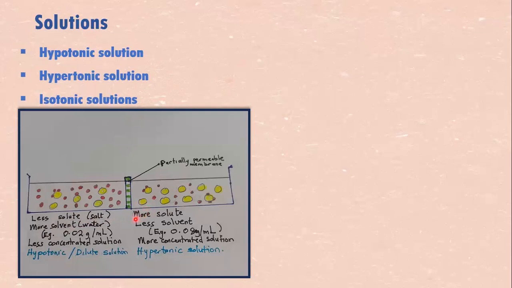So if we look at it, the concentration in this system will be lower. We have given an arbitrary concentration, 0.2 grams per millimeter cube. And here is a higher concentration. So we say this solution is less concentrated and this solution is more concentrated. The less concentrated solution is hypotonic or dilute solution. The more concentrated solution is hypertonic.